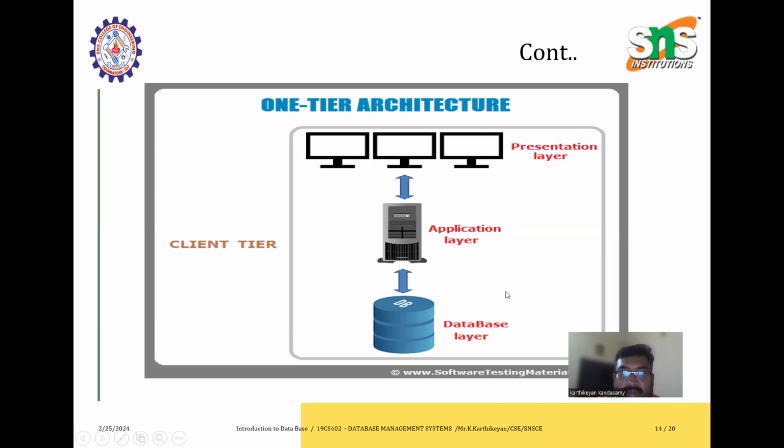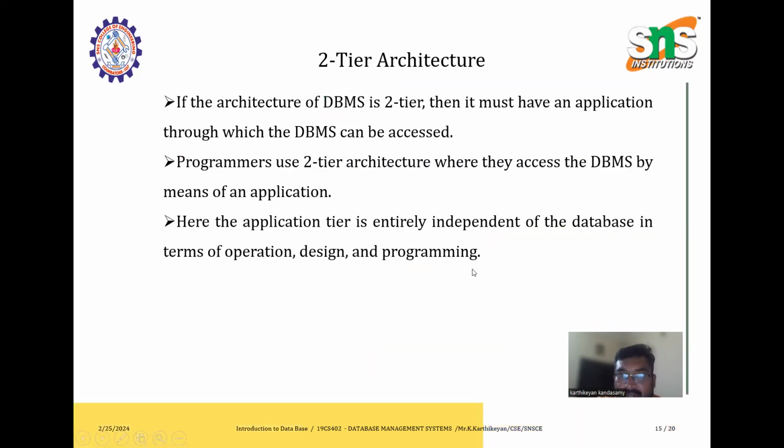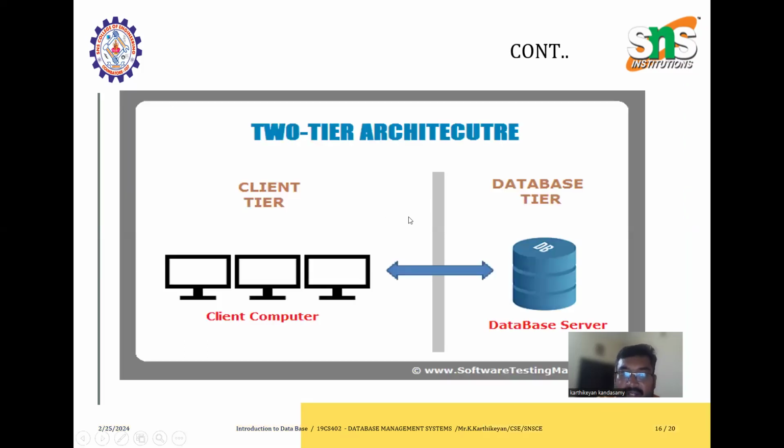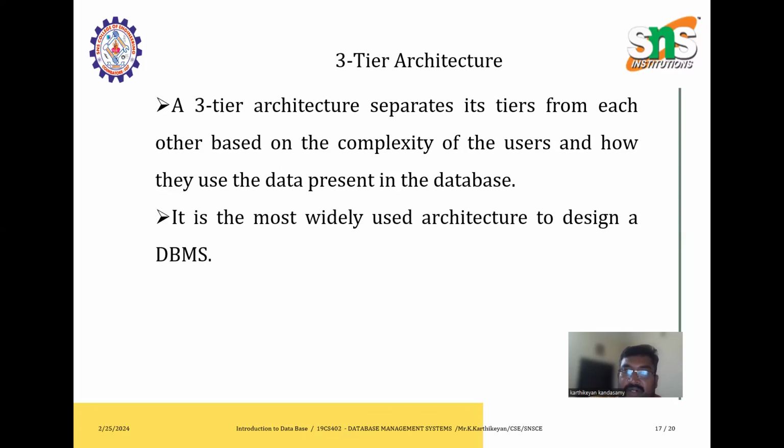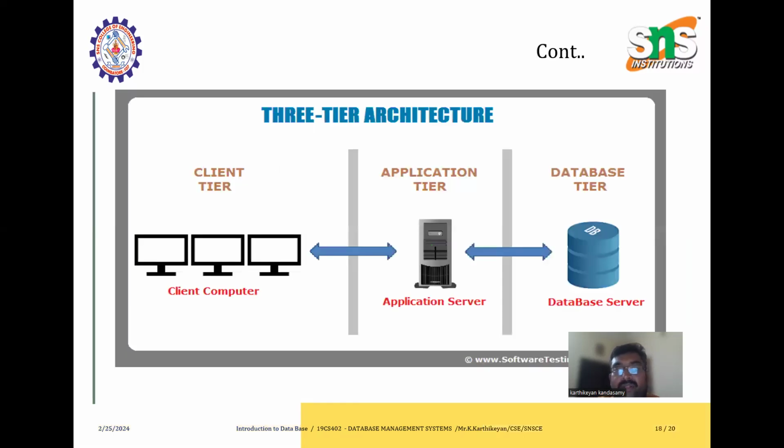This is a two-tier architecture, where the user tier accesses the DBMS by means of an application. It is entirely independent of the database in terms of operation, design, and programming. So this is two-tier, client and server, client and database tier, the client-server model. This is a three-tier architecture. It separates the tiers from each other based on the complexity of the users and how the user data is presented in the database. It is the most widely used architecture for the design of DBMS. This is a three-tier architecture: client, application, and database.